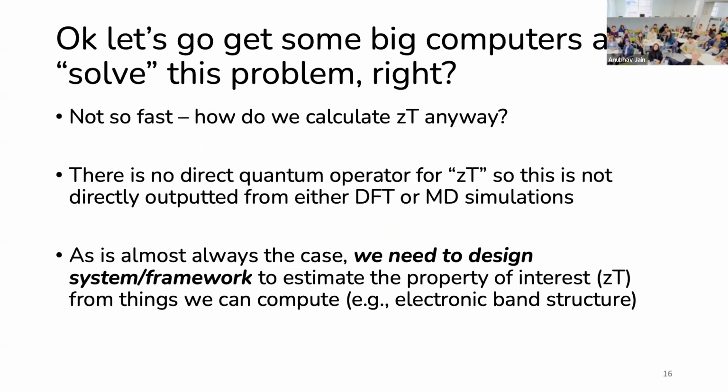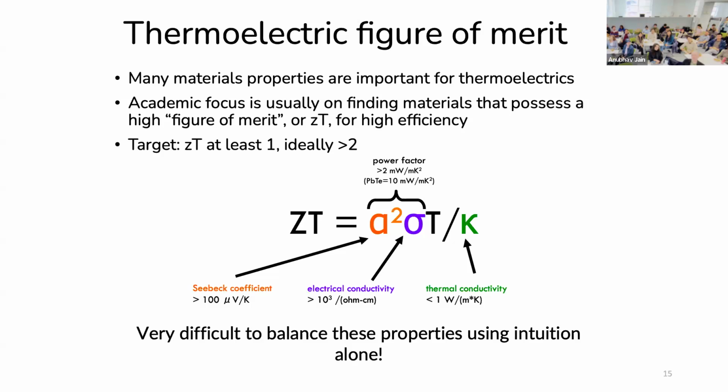All right, so what should we do? We should get some big compute. Yeah. If your ZT is always proportional to T, why don't you just report the Z? Yeah, so the Z part usually peaks at a certain temperature, and then the T will, of course, increase with temperature. So there is usually a temperature at which ZT itself peaks.